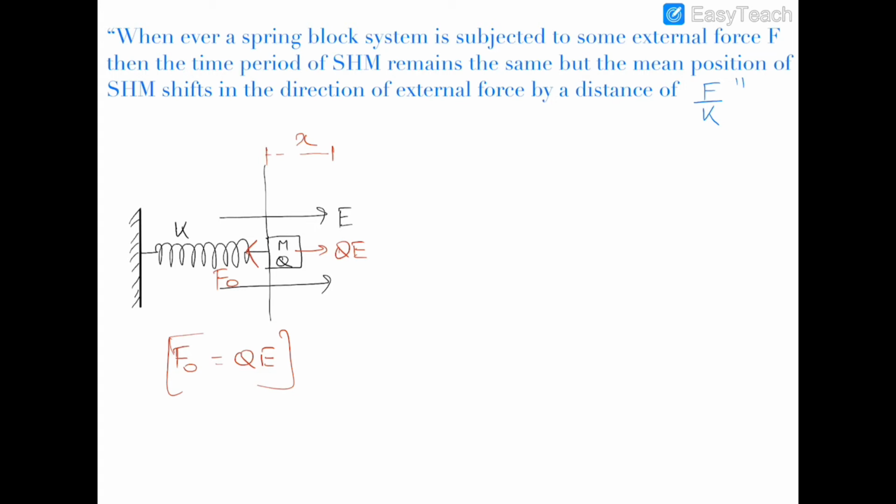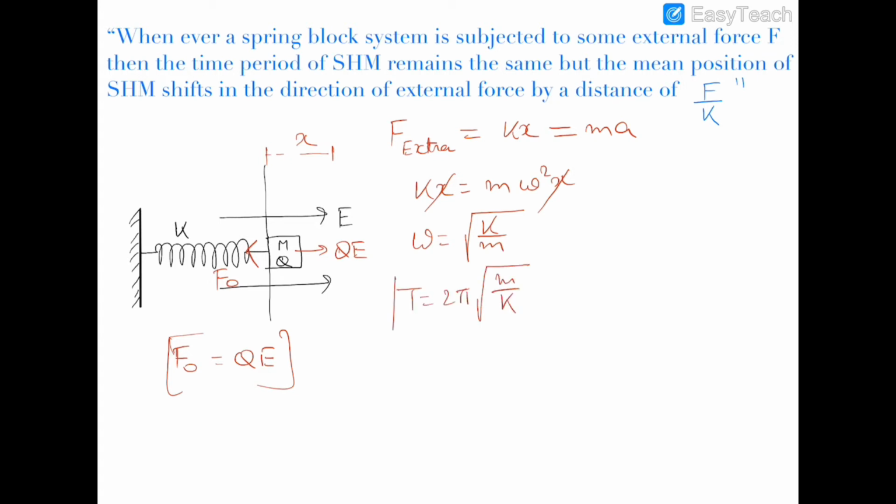So the extra force developed due to stretching the spring will be kx, and that kx will be equal to ma. Now this kx will be equal to m omega square x, and omega will be equal to under root k by m. So T will be equal to 2 pi under root m by k. So this is the time period of SHM, which is again the same, but the mean position in this case is shifted by a distance of F upon K in the direction of external force.